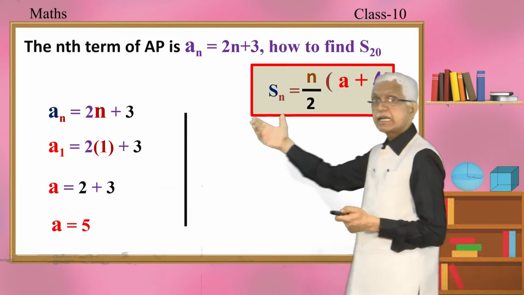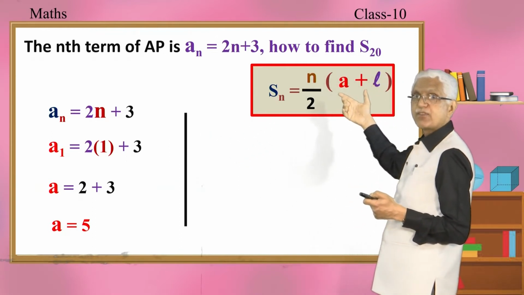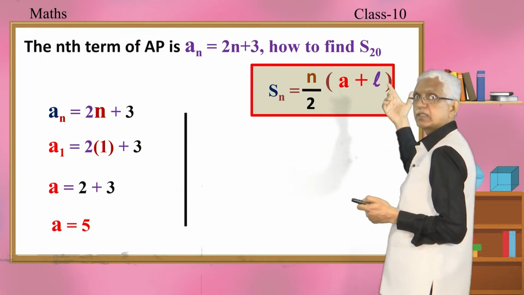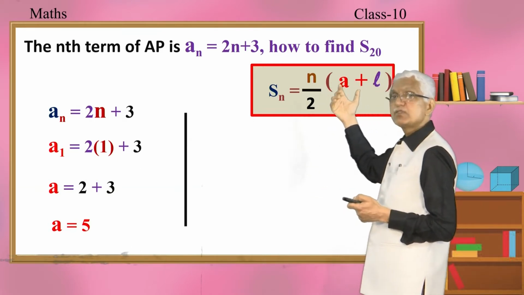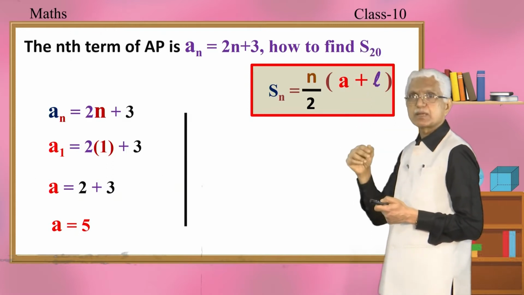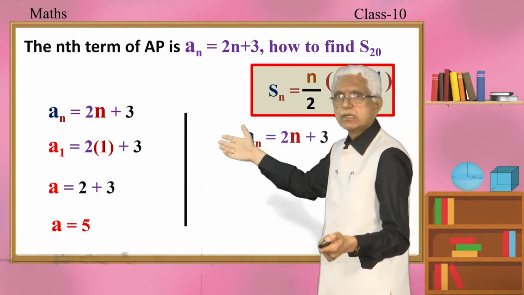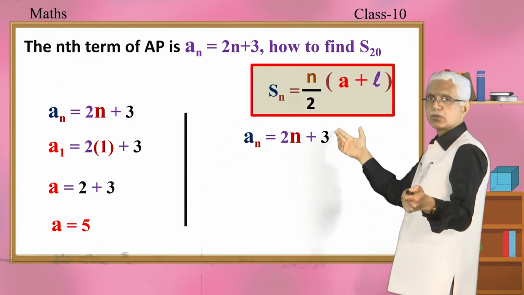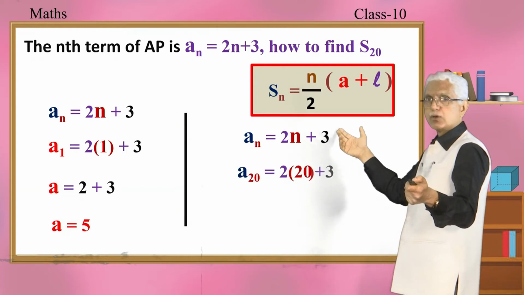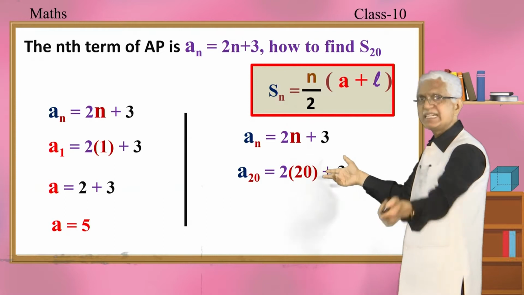Now what else do I need to know? I need to know the last term. I found out a, but I need to find out the last term l, correct? Which will be the last term? The 20th term will be the last term. So l is nothing but a20, understood? An is equal to 2n plus 3, and the last term is nothing but the 20th term.